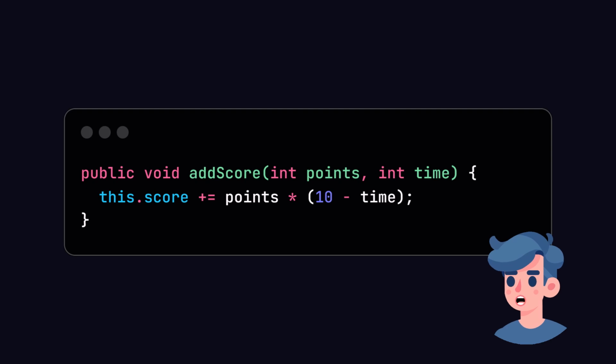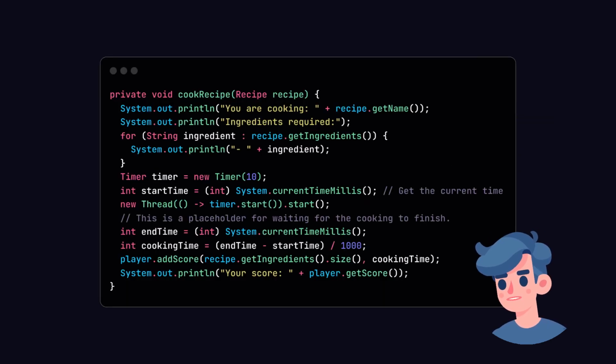We'll add scores based on how fast players can complete recipes. In the Player class, we will modify addScore to accept a multiplier based on the time taken to cook. Let's update the cookRecipe method again. We will award points to the player depending on how quickly they complete the recipe compared to the time limit.